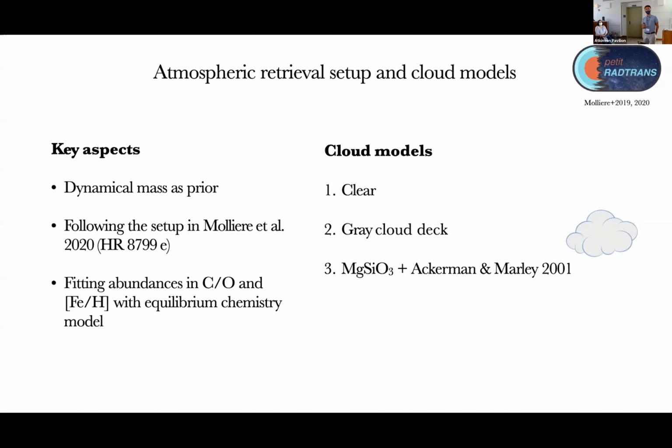And because we don't know much about the clouds in these objects at all, I'm trying very different models, including a clear model without any clouds, a gray cloud deck where you have a thin layer of gray opaque clouds that block all emission underneath it, and a more physically motivated cloud model that considers the sedimentation and diffusion of cloud particles. And I'm specifically choosing enstatite, or MgSiO3, as the cloud species, as this has been found to be the most important species from previous studies.